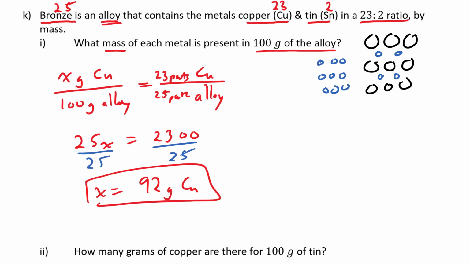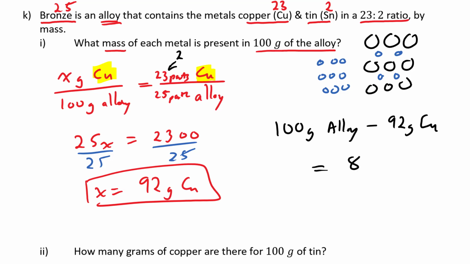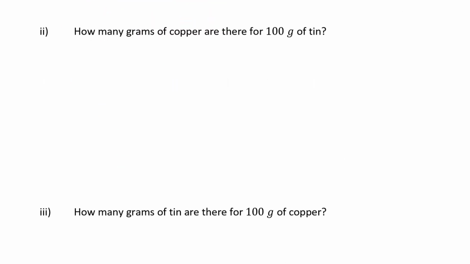Now to solve for the tin, we could do the same thing. Just swap out copper here for tin. This would be 2 parts over 25. But there's an easier job we can do here. We have 100 grams of alloy, and we subtract the 92 grams of copper. The only thing that's left is the tin. This makes 8 grams of our tin. There's often easier ways to solve this problem if you think about it from a different standpoint. I'd like you now to try 2 and 3 here on your own using what we learned earlier. 23 parts copper plus 2 parts tin makes 25 parts alloy.